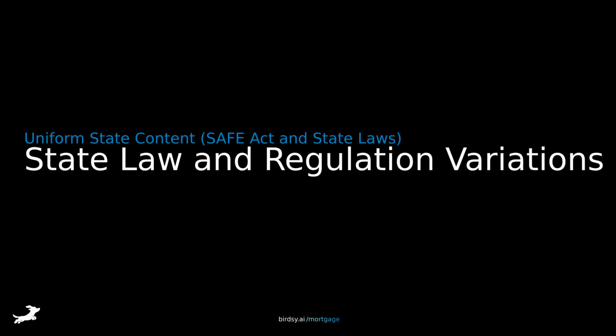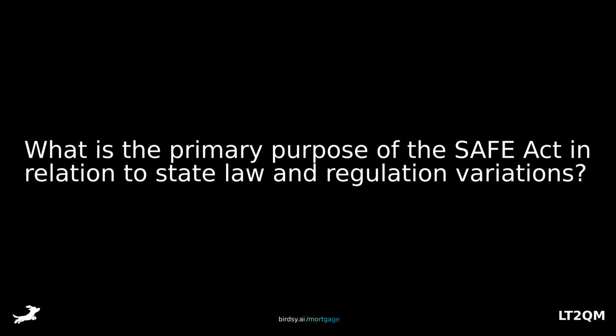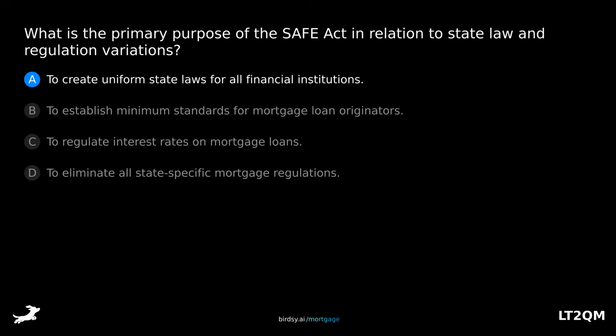State law and regulation variations. What is the primary purpose of the SAFE Act in relation to state law and regulation variations? Is it A, to create uniform state laws for all financial institutions, B, to establish minimum standards for mortgage loan originators, C, to regulate interest rates on mortgage loans, or D, to eliminate all state-specific mortgage regulations? The answer is B, to establish minimum standards for mortgage loan originators.